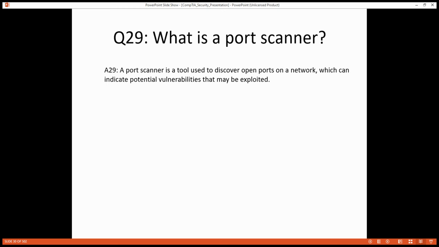Q29. What is a port scanner? A29. A port scanner is a tool used to discover open ports on a network, which can indicate potential vulnerabilities that may be exploited.